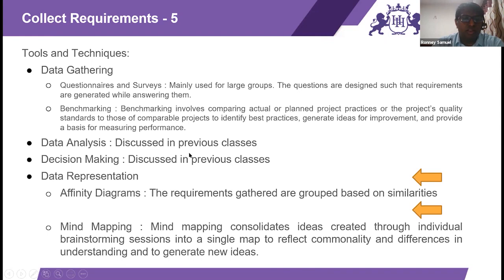Data analysis, we have already discussed. Decision making, we have already discussed. I don't know whether you're able to recollect. In decision making, we have seen two things. What types of decision making do we have with respect to voting, or decision by using multiple criteria? Anyone remembers? Yes, no, maybe, could be, possibly.